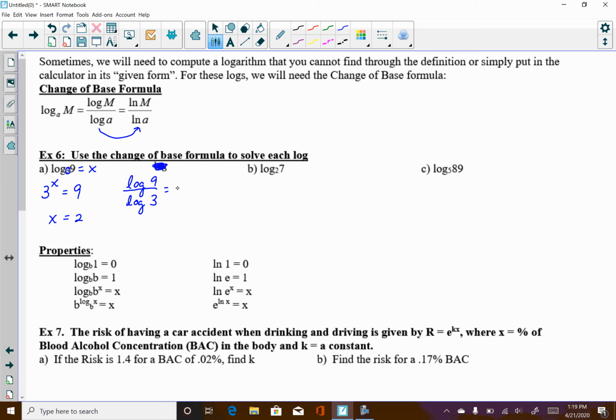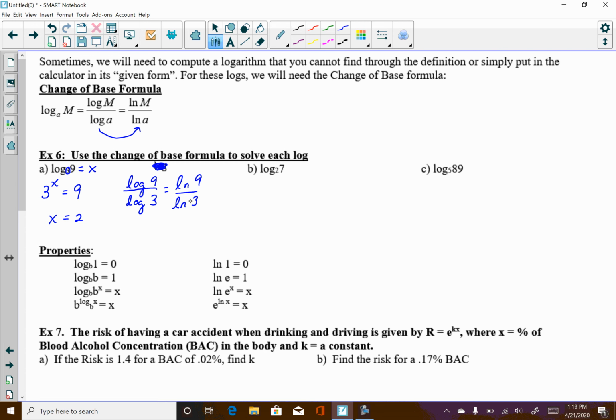Just so you know, you could also use natural log here. Natural log of 9 divided by natural log of 3. Same thing with natural log. It automatically pulls up a parenthesis, so be sure you close it. So natural log of 9 divided by natural log of 3, and you'll get 2. So you can use common log or natural log whenever you're doing your change of base formula.